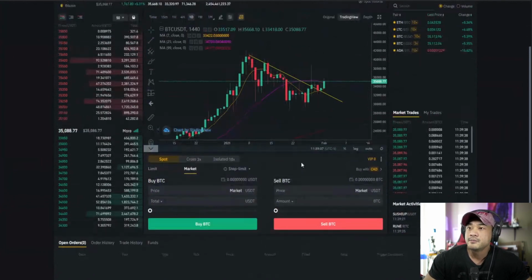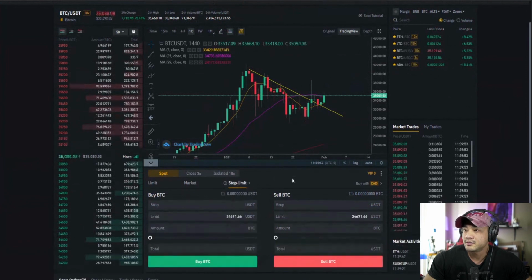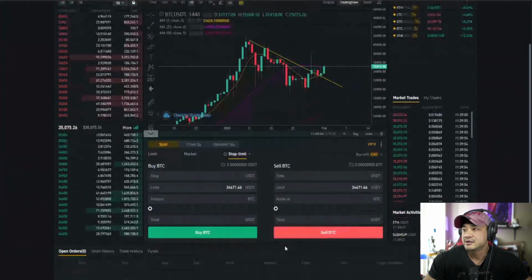Market order means it's basically market execution. Whatever the current price is at that moment that you execute, that's the price the buy or sell order executes at. You have other options like stop limit. There you go. Stop limit. So now you can set the price that you want.